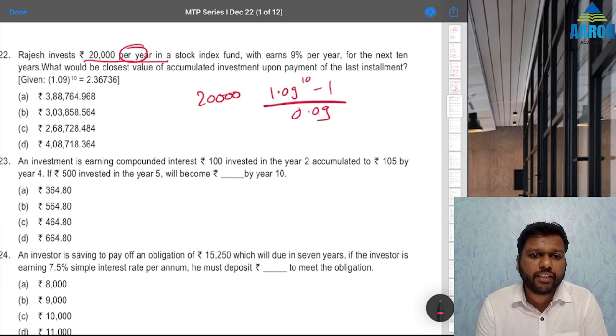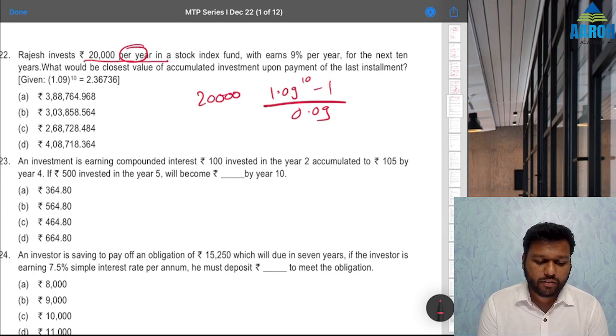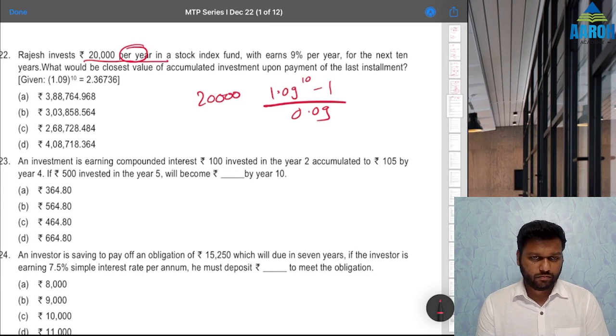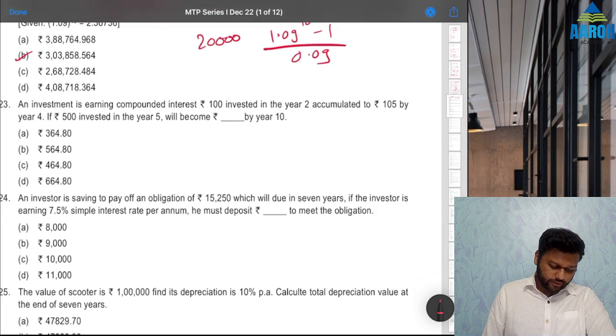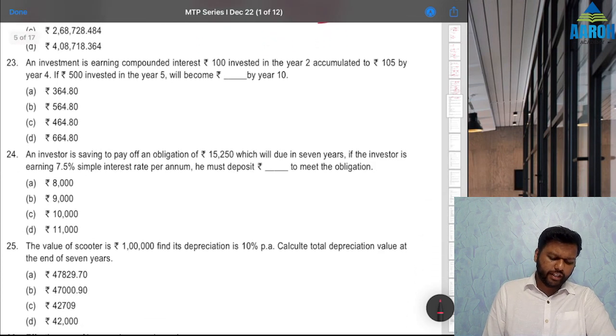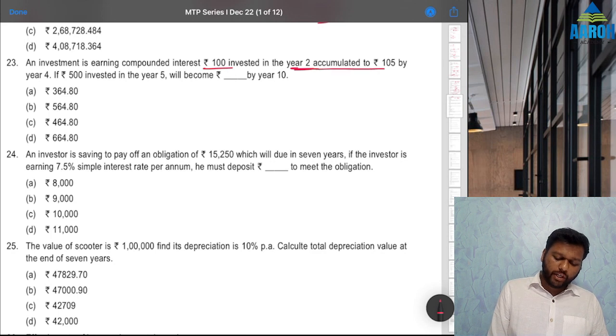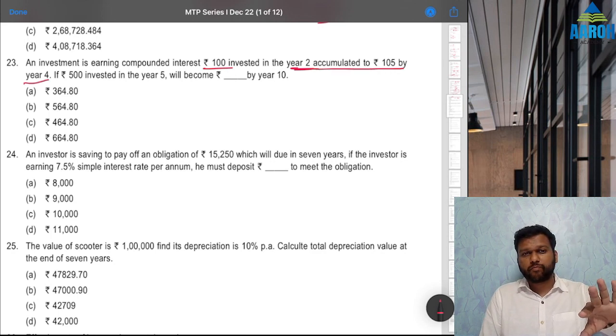In exam, don't write this, directly do it on calculator. Minus 1, divided by 9%, into 20,000. 3857, 303858. Option B is the correct answer, closest, right? Fine. Next, 23. An investment is earning compounded interest. 100 invested in year 2 accumulated to 105 by year 4.